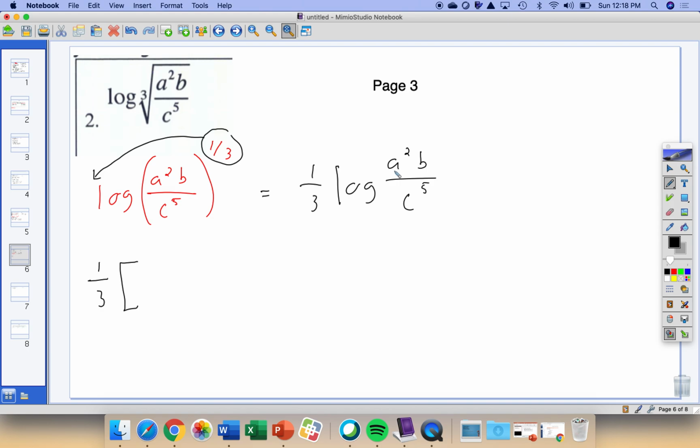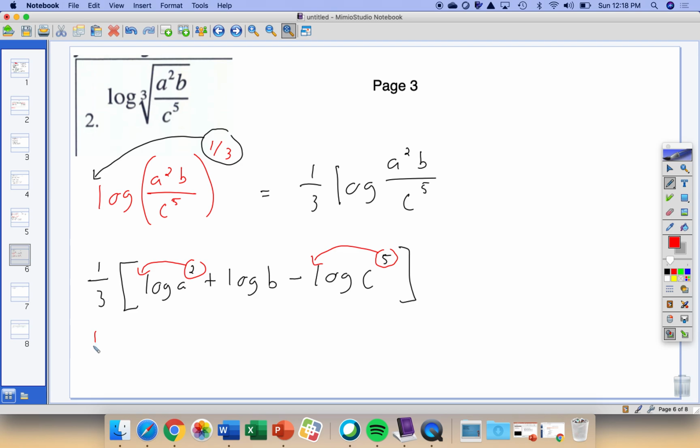So because I'm multiplying a squared and b, I have log of a squared plus log of b. Right? Because I'm multiplying these together, that means I can add them. Because c to the 5th is in my denominator, I have to subtract log of c to the 5th. And the last thing I want to do is take all of the powers and bring them into the front.